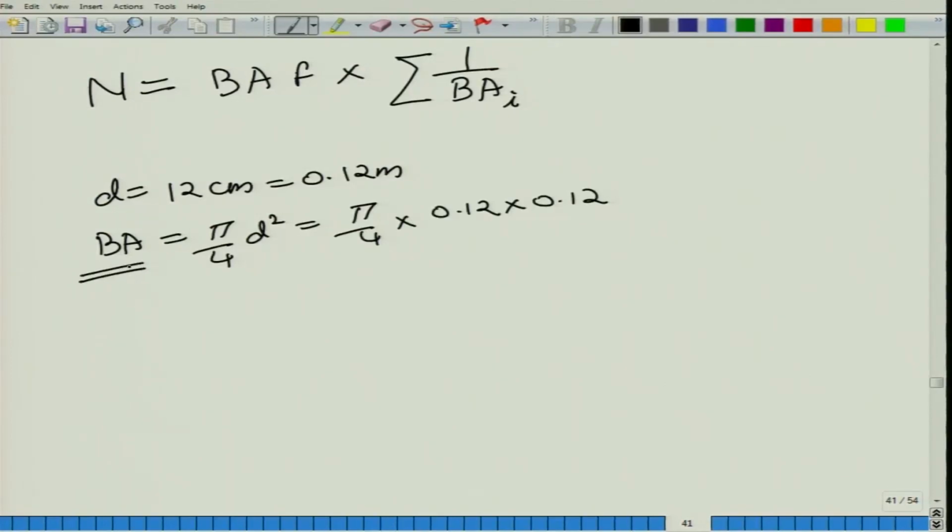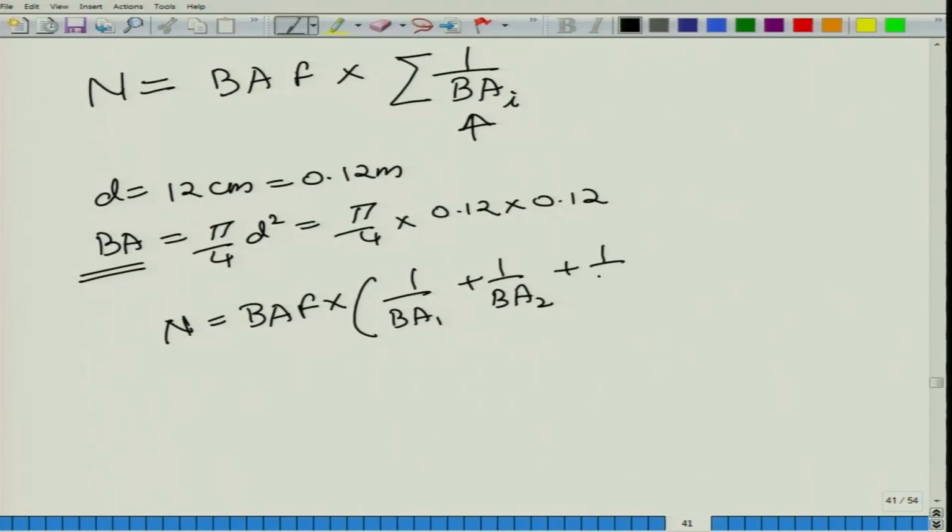Now, you need to take the inverse of each basal area and then add up all of them. So, in this case n is equal to the basal area factor times 1 by BA1 plus 1 by basal area of the second tree plus 1 by BA3 plus so on till the 12th tree. Here BAF is given as 1.5.